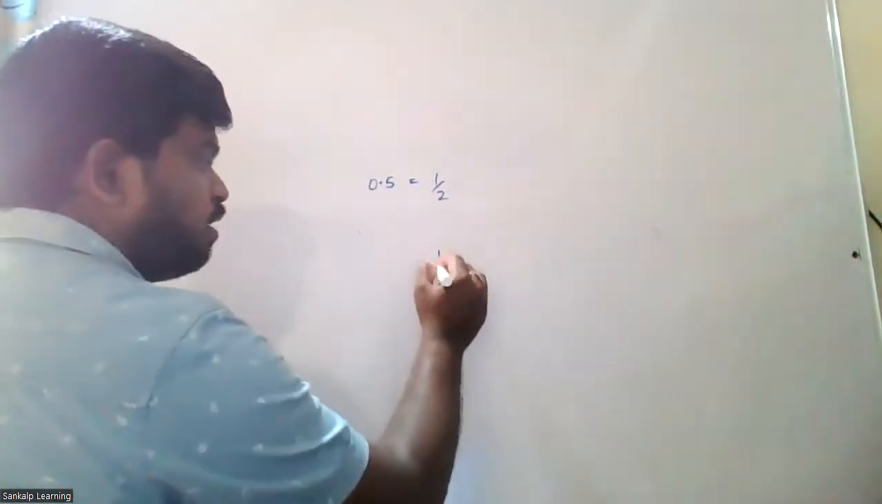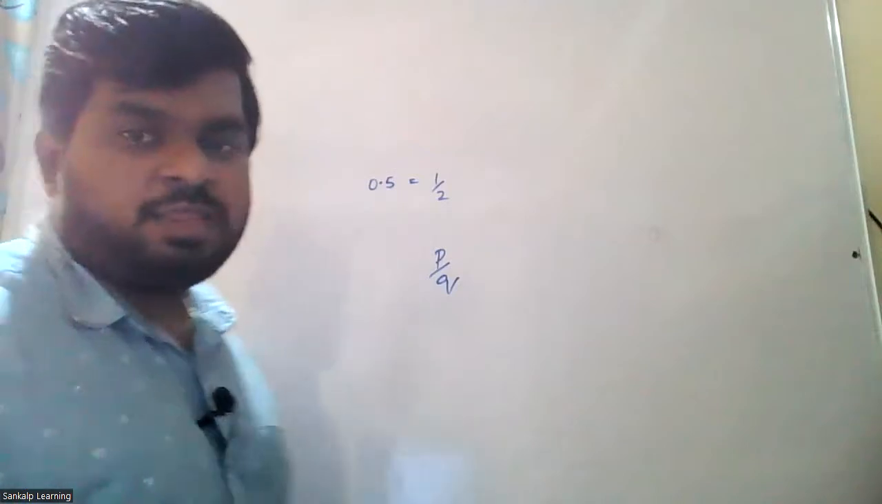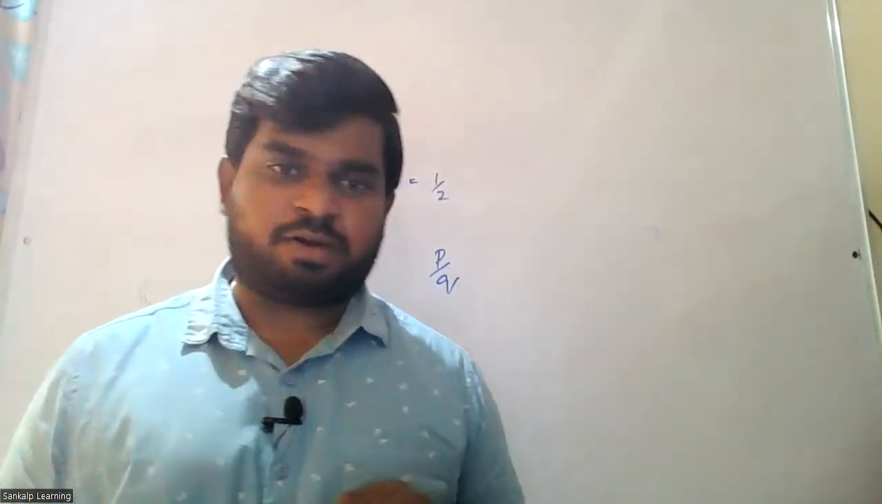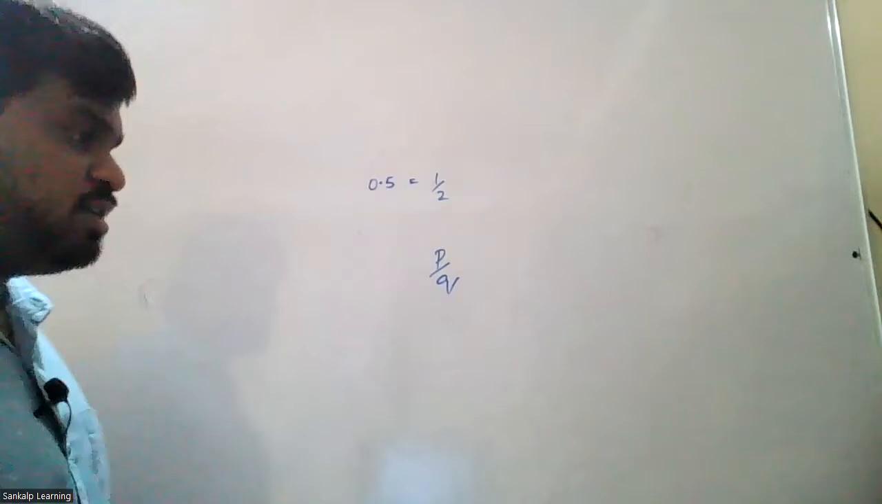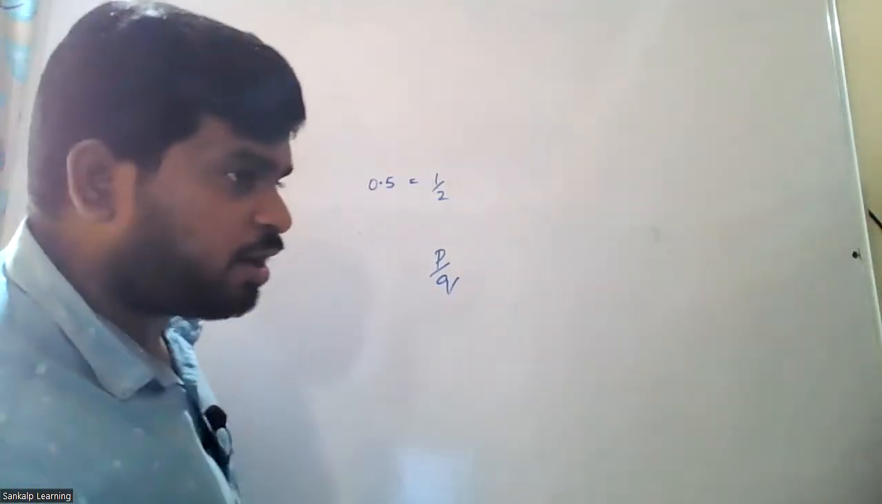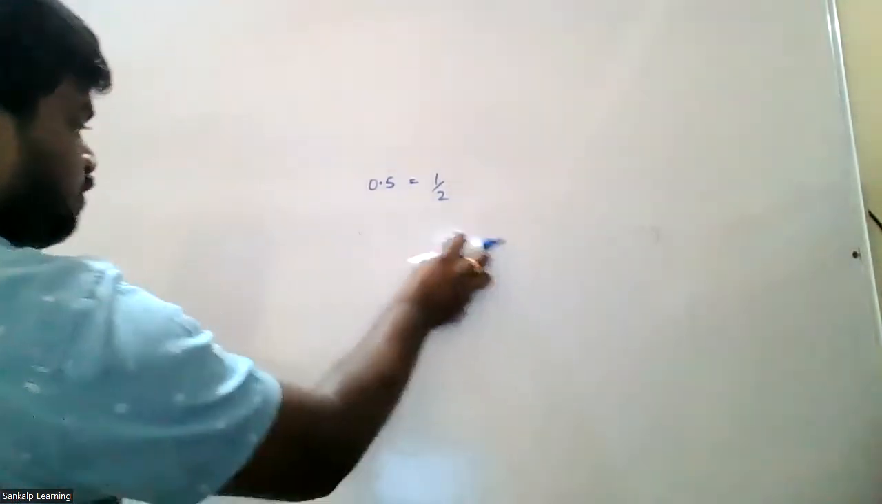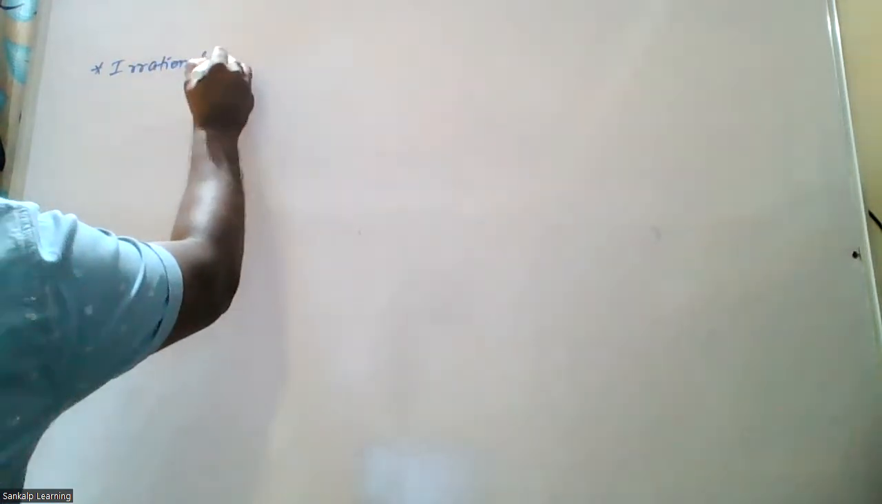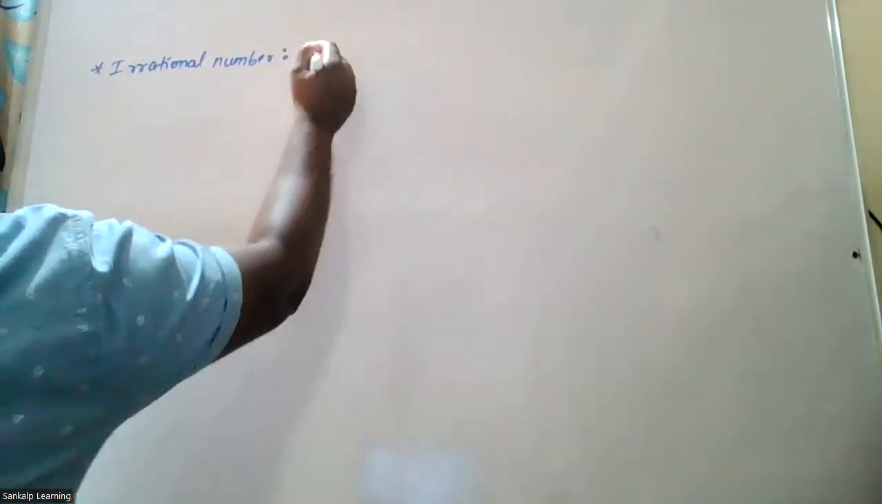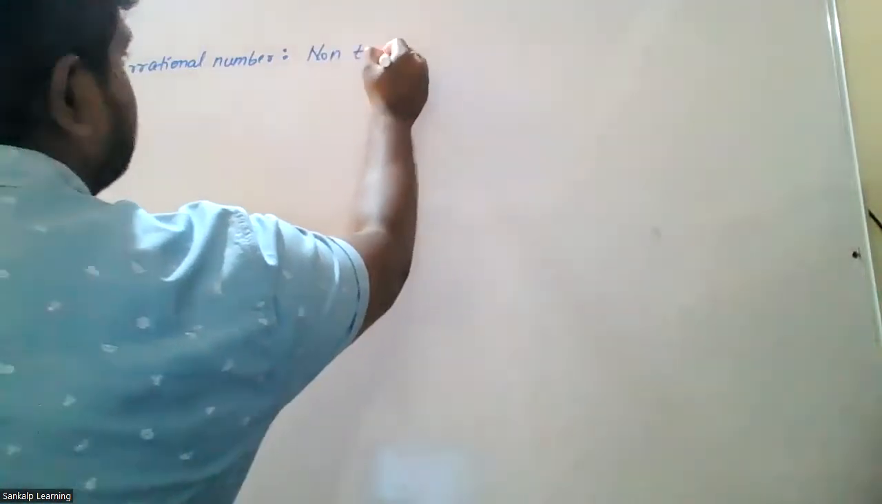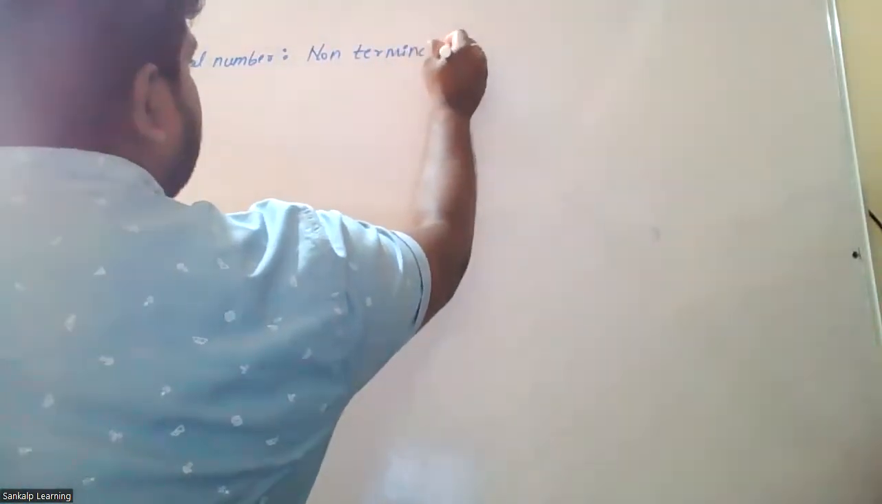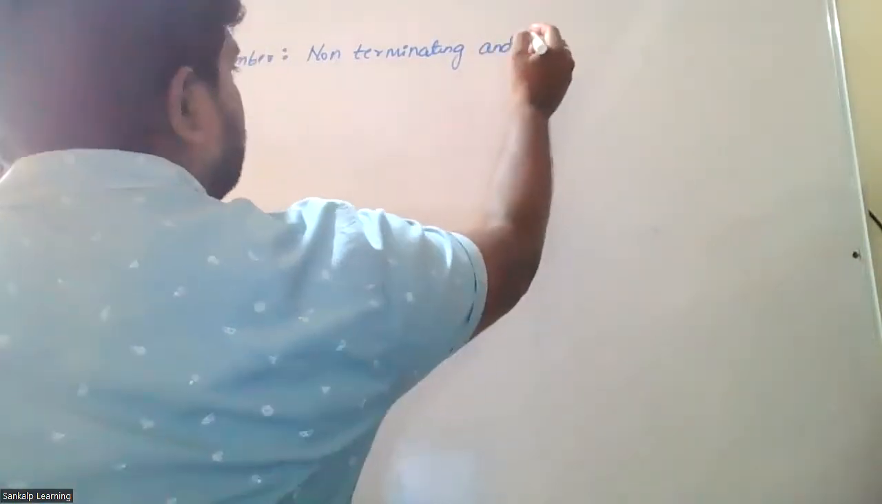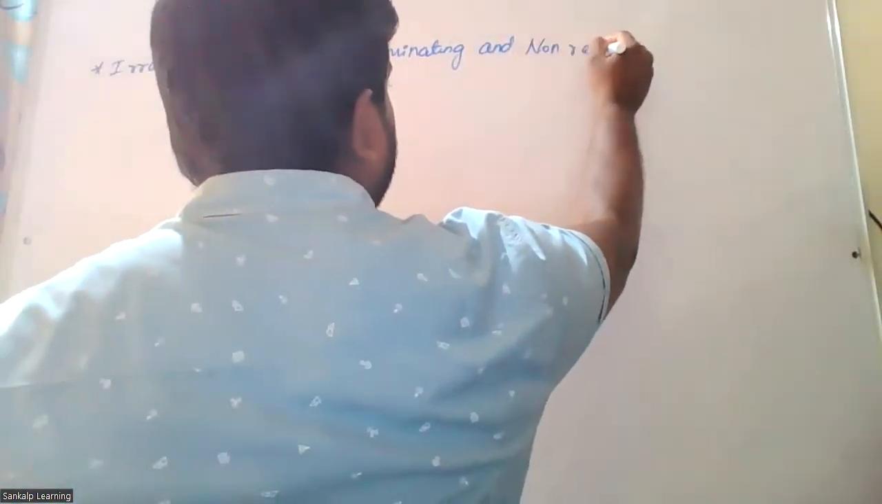If there is any number which cannot be written in the form of p by q, then such a number is known as an irrational number. Or the other definition is a non-terminating and non-recurring decimal. So what is an irrational number? Non-terminating and non-recurring.